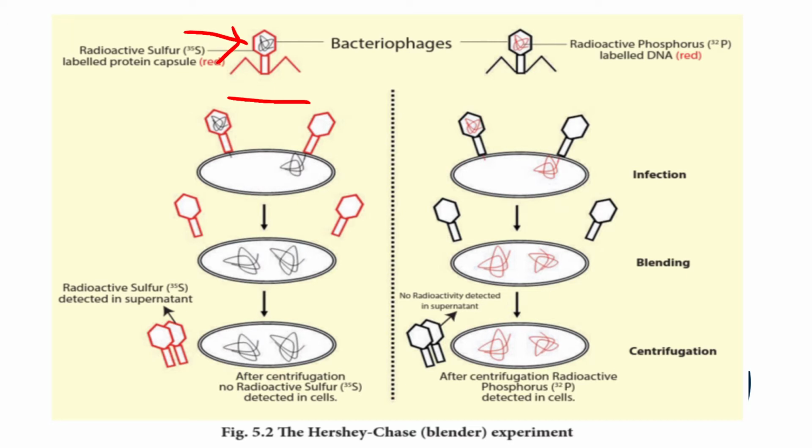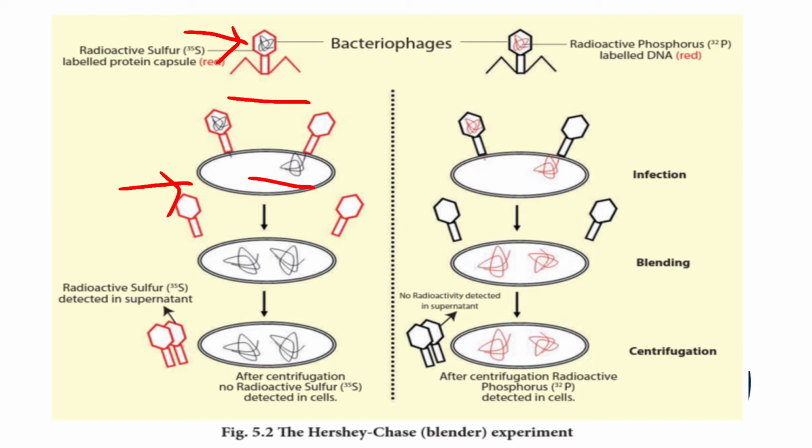Think of this as a bacterium. The phages are attached to the bacterial cell wall in a culture medium. The protein coat is the red sulfur-labeled material, and the DNA is inside. Now they put the culture along with the culture medium in a blender, which is nothing but a mixie, a mixer grinder, for slight agitation, or centrifugation.